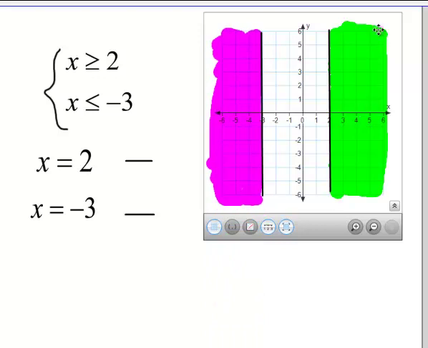Now, if you look at this graph, we see that the solutions of these two inequalities do not overlap. If they do not overlap, it means that the system has no solutions. And if you want to write the answer to this system, it is no solutions. And we are done.